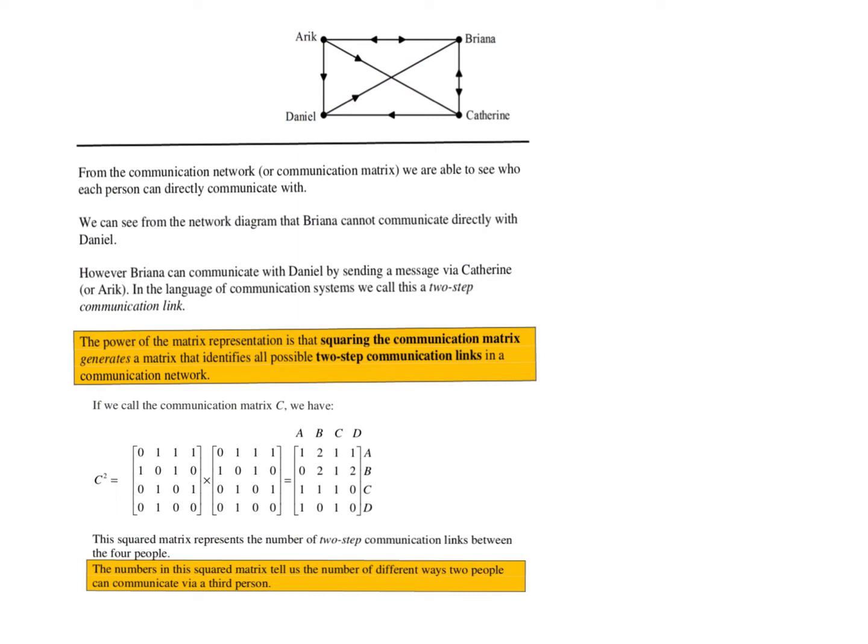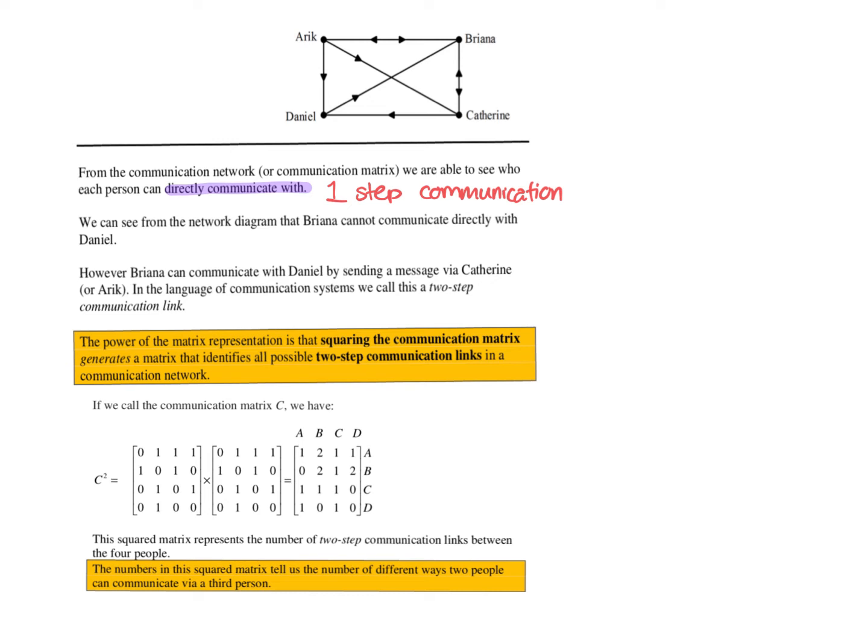Okay, so from this communication matrix, we're able to see who can directly talk to each other. So when you directly talk to each other, that's like a 1-step. So you might want to call that 1-step communication, because that's how we refer to that. If you can directly talk to the person, no Chinese whispers, just directly talk to them, that's 1-step communication. And we can see from the network diagram that Brianna cannot communicate directly with Daniel.